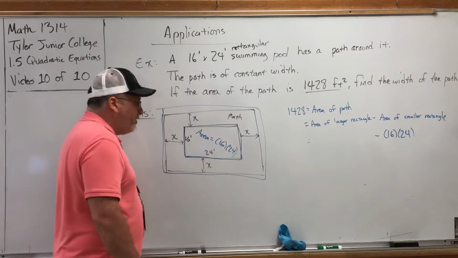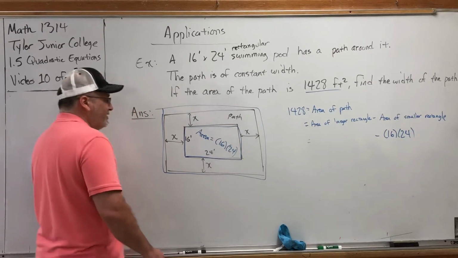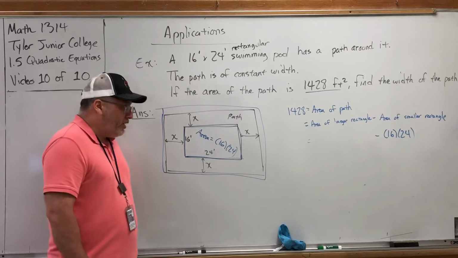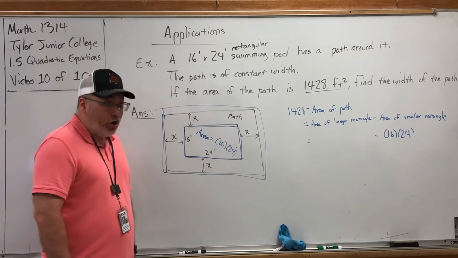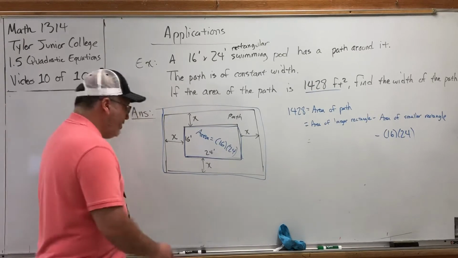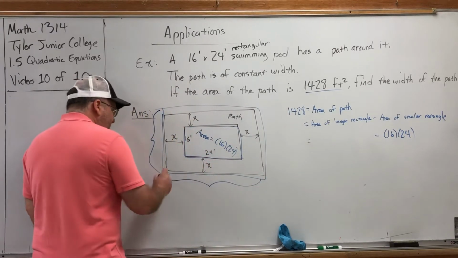In order to find the area, or at least represent the area of the larger rectangle, we need expressions representing its length and width. In other words, we need something to write for that, and we need something to write for this.